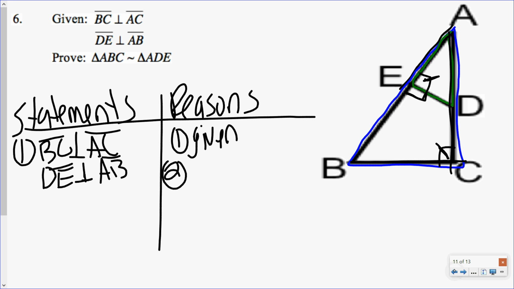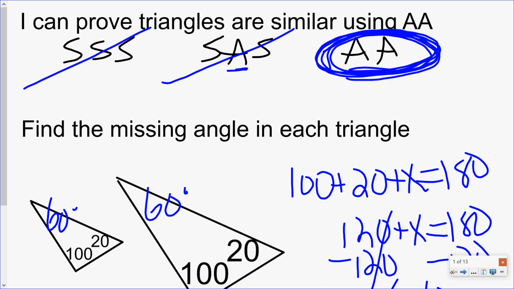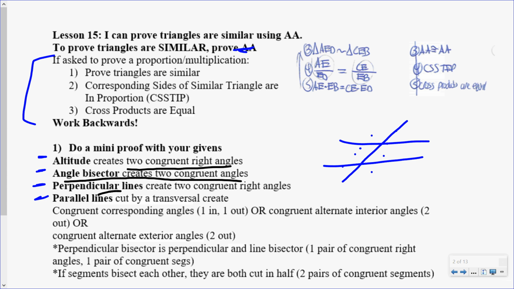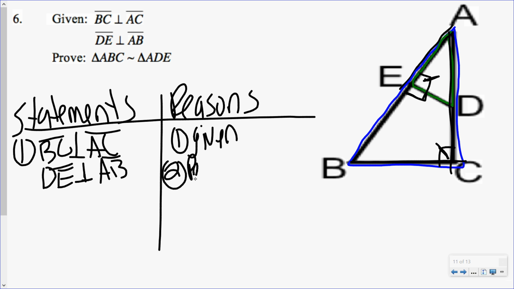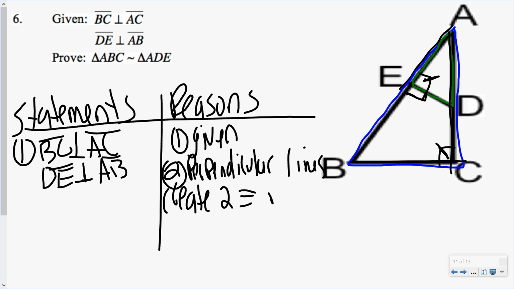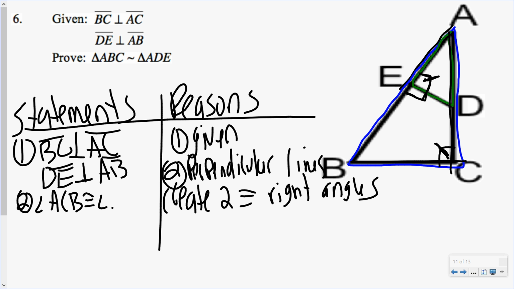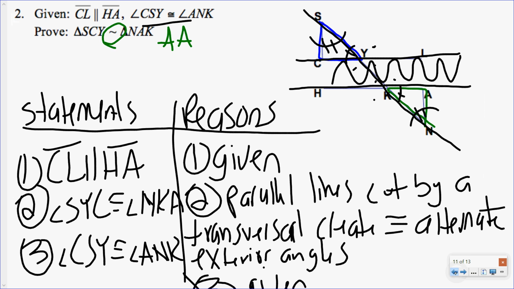I know my definition for perpendicular. Again, you can flip back if you need to. Perpendicular lines create two congruent right angles. And this one, angle ACB, is congruent to this one, angle AED. That's one pair of angles congruent. I need two. I'm out of givens. So once I'm out of givens, I go to my additional tools.